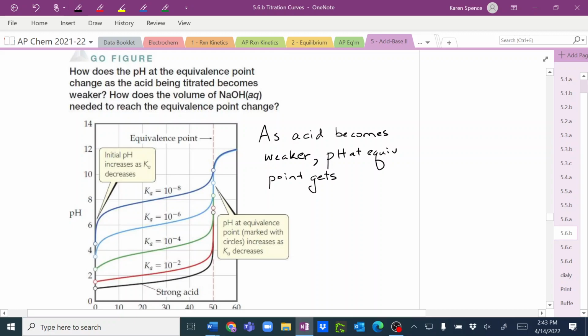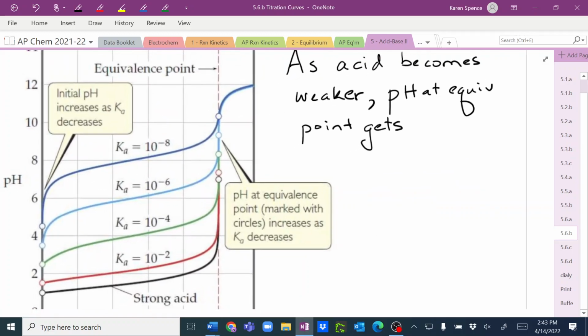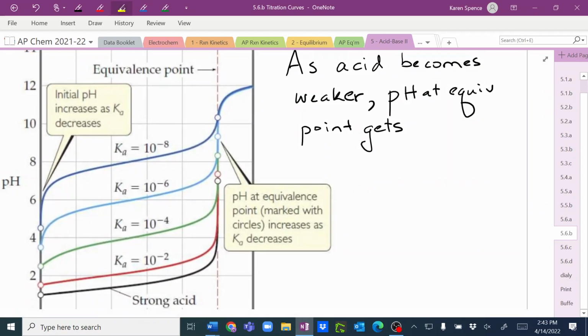I'm going to zoom in here so you might be able to see these. You might find it easier to look at your page because the numbers are quite small. We have 10 to the negative 2, 10 to the negative 4, 10 to the negative 6, these are our Ka values, and 10 to the negative 8. And down at the bottom, we have a strong acid whose Ka is just very large. Okay, what happens as our Ka value gets smaller, as our acid gets weaker? The pH at the equivalence point gets higher.